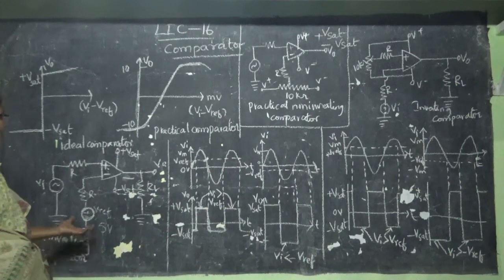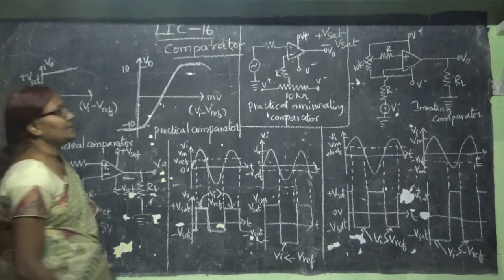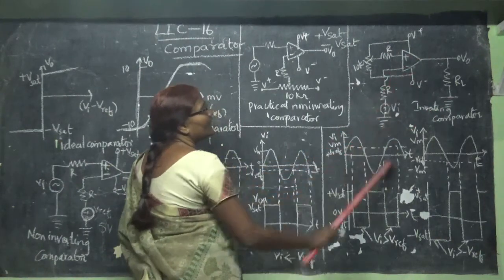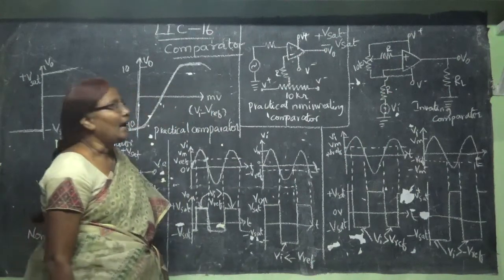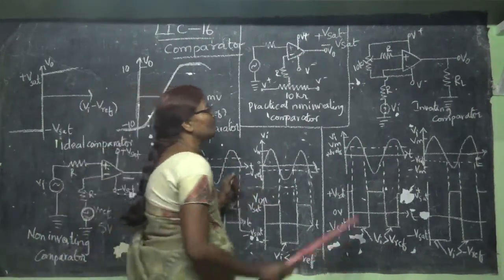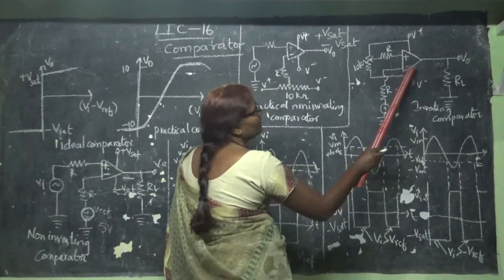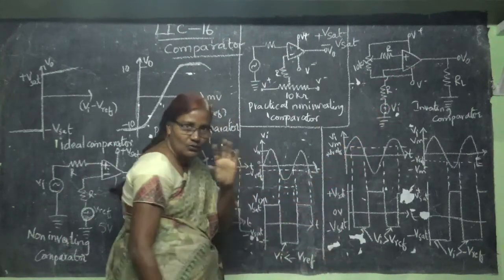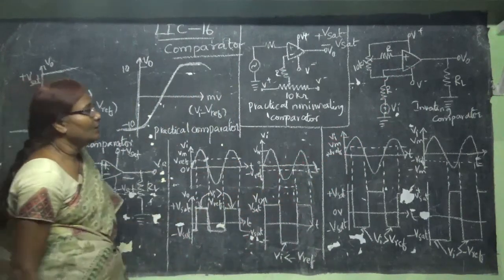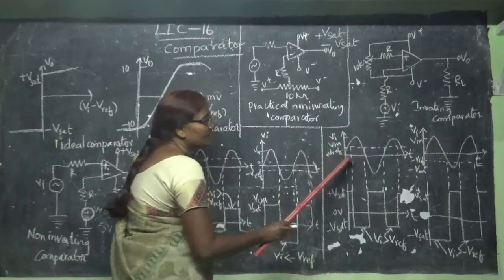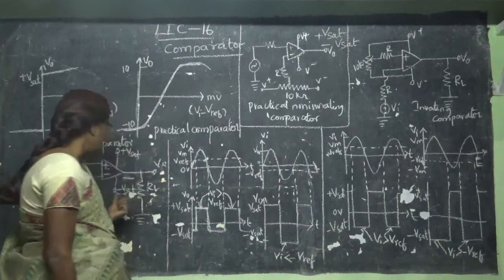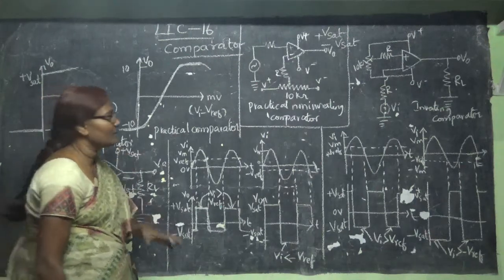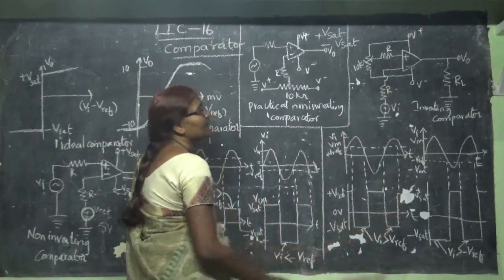Next, again, the same thing happens with the inverting comparator. This is the inverting comparator. Same waveform. But the inverting comparator will have the input at the inverting input terminal, that is, we give the input to the minus terminal. That is the only difference between these two comparators. So the waveform will be the same as in the previous one. Just as the non-inverting comparator behaves, this also will behave in the same manner.